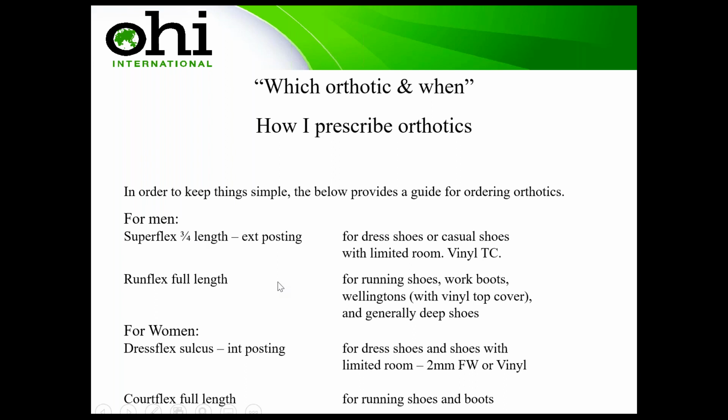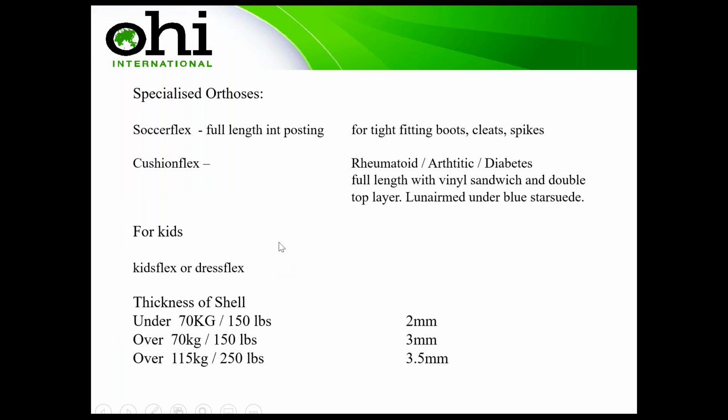And at the start, when I bought this system a long time ago, when I started, I was using all the different insoles and I was trying to use everything. Now I just use these. When I'm making an insole for a rheumatoid or arthritic patient or a diabetic patient, I go cushion flex, with a nice vinyl, with a nice double top layer, so linear made under a blue star suede.